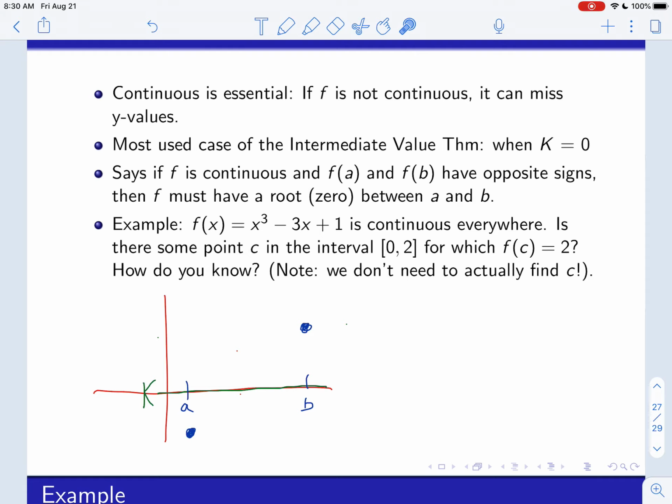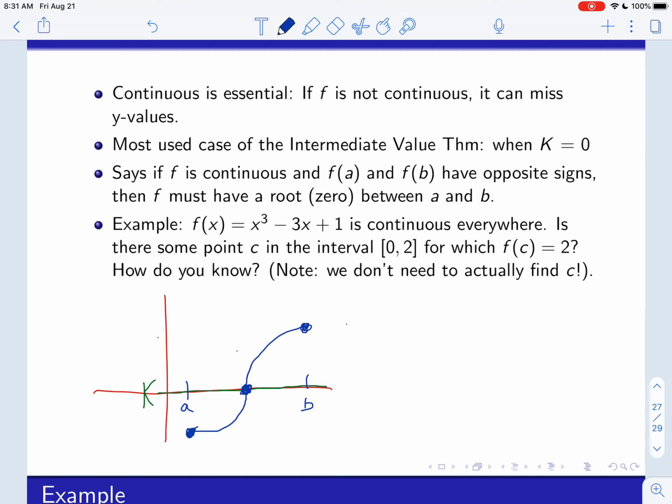It has to cross the x-axis somewhere in between. And you can see it from the picture. If I start down here at f of A, and I've got to get to f of B, and I can't pick my pencil up, well, somewhere I have to cross the axis. I can't possibly do it any other way. And so this is the 0 that they're talking about.